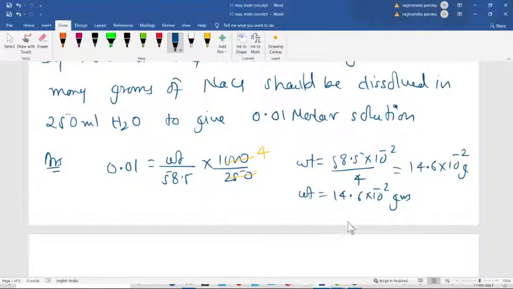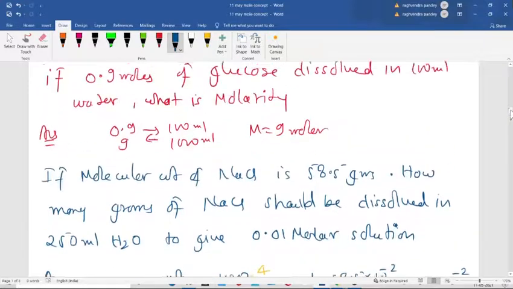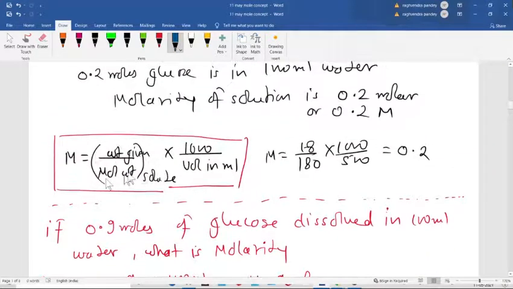So this is the answer. Okay, first please note down this formula. Molarity is your weight given. Weight given is what is given in the question. In the question, there is no weight given. Instead, they are asking to find out the weight. Molecular weight is 58.5. 1000 is 1000.